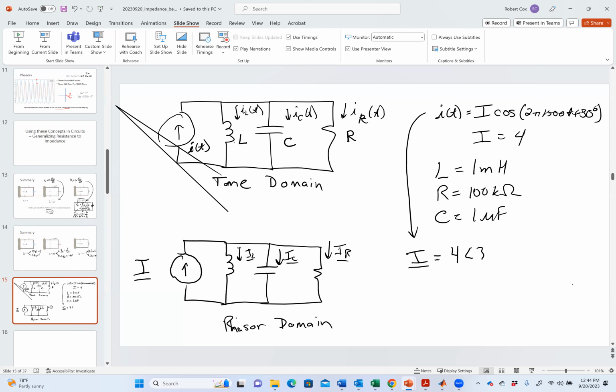Now, you should know from 2254, how do I get this in rectangular form? Say I wanted it in rectangular form. How would I do that? Four angle 30.